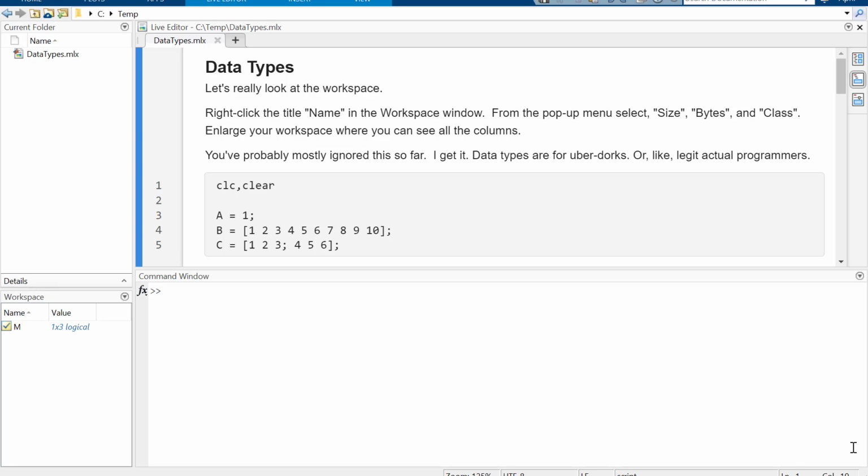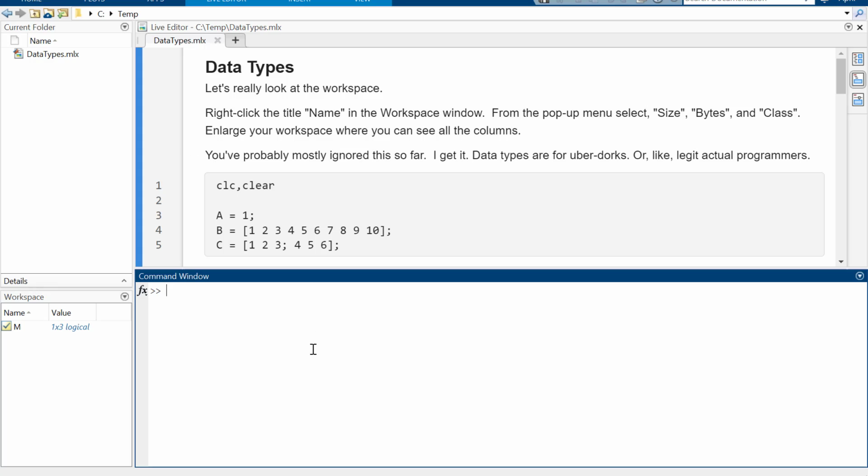So data types is one of those things where unless you're just a big dork, you probably don't care, and you could be a really big dork in a lot of ways that are really important and still really not care, and that's okay. But if you've ever complained about a computer game and you're like, oh my god, why is this so slow? You should care about data types.